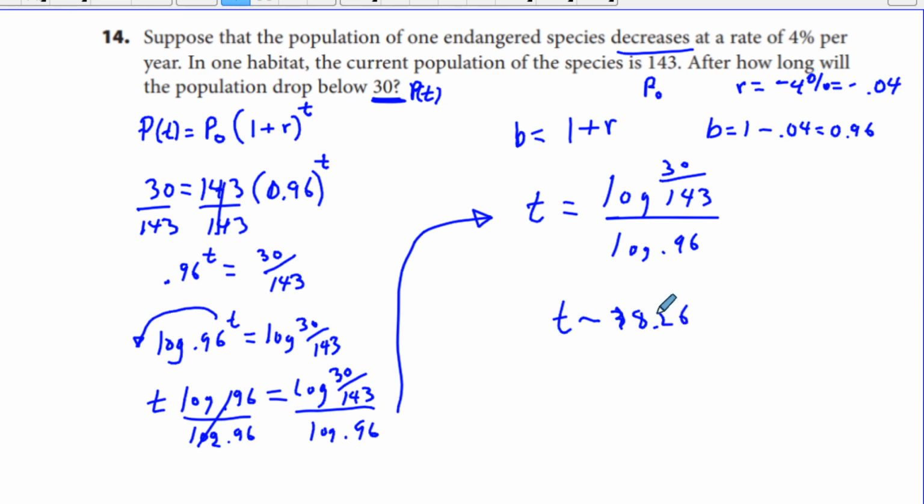So let's go ahead and take that answer. After how long will the population drop below 30? We'll say after about 38.3 years.